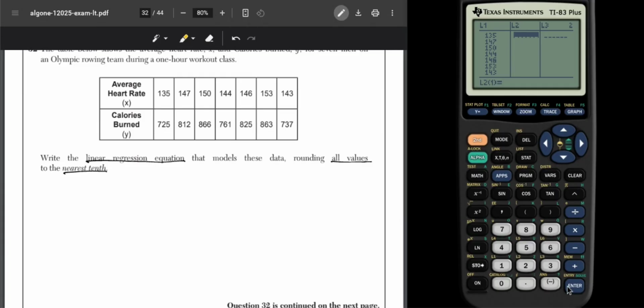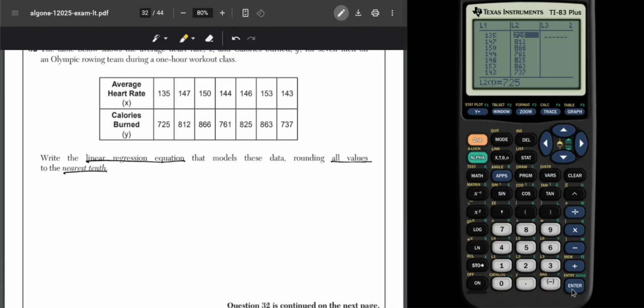My L2 is going to be my Y. So I have 725, I have 812, 866, 761, 825, 863, 737. I'm going to double check. 737, 863, 825, 761, 866, 812, and 725.